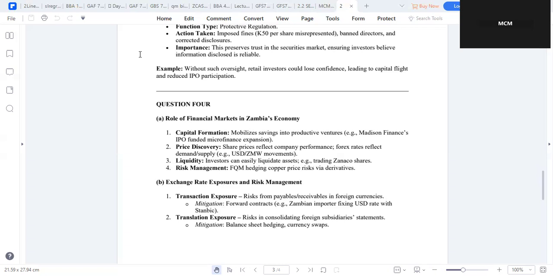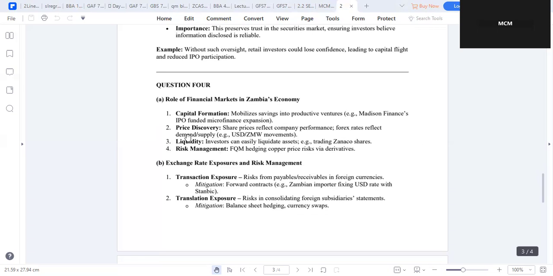The other one is translation exposure, which occurs when a Zambian parent company consolidates the financial statements of foreign subsidiaries operating in different currencies. So changes in these currency rates can impact the reported value of these assets significantly. So, what is called economic exposure. In a nutshell, what we're talking about is the role of financial markets, then the exchange rate exposures.